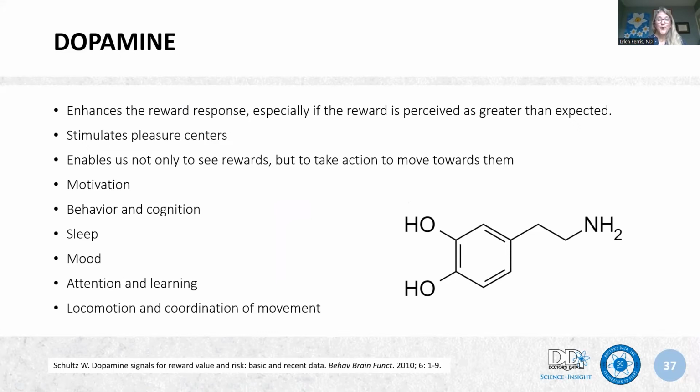People with extroverted personality types tend to show higher levels of dopamine activity than people who are introverted. This neurotransmitter stimulates the reward and pleasure centers in the brain, while also affecting movement and behavior, allowing us to move toward an unexpected reward. And this reward response is enhanced, especially if the reward received is greater than expected.